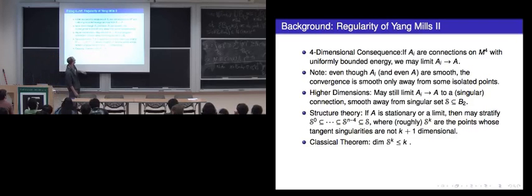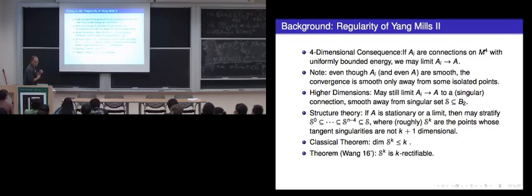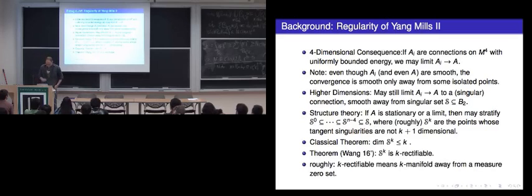However, in the minimal surface case for 40 years, or in this case, maybe about 25 years or so, nothing else has been really understood except the dimension bound. It's pretty bad. Last year, it was at least proved that these things are actually k-rectifiable. So that is, they are k-manifolds basically away from a set of measure 0. That was proved by my student, Yu Wang. And again, roughly k-rectifiable means it's a k-manifold away from a set of measure 0.